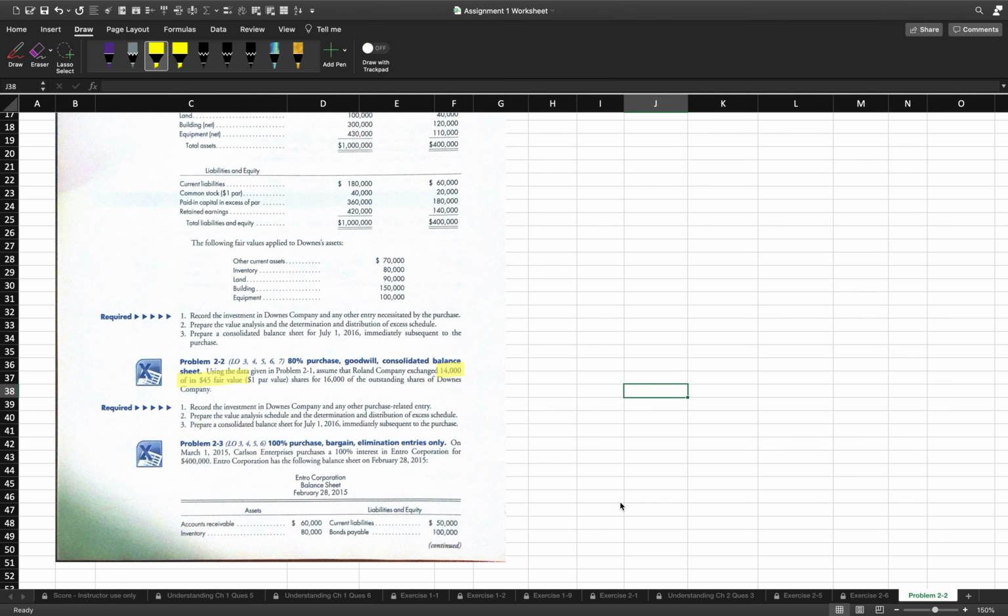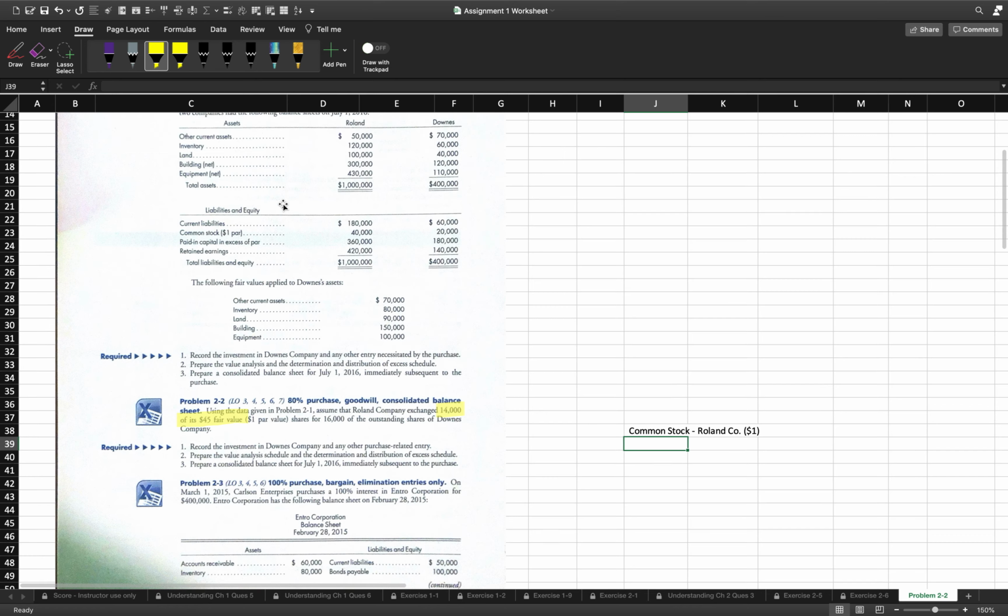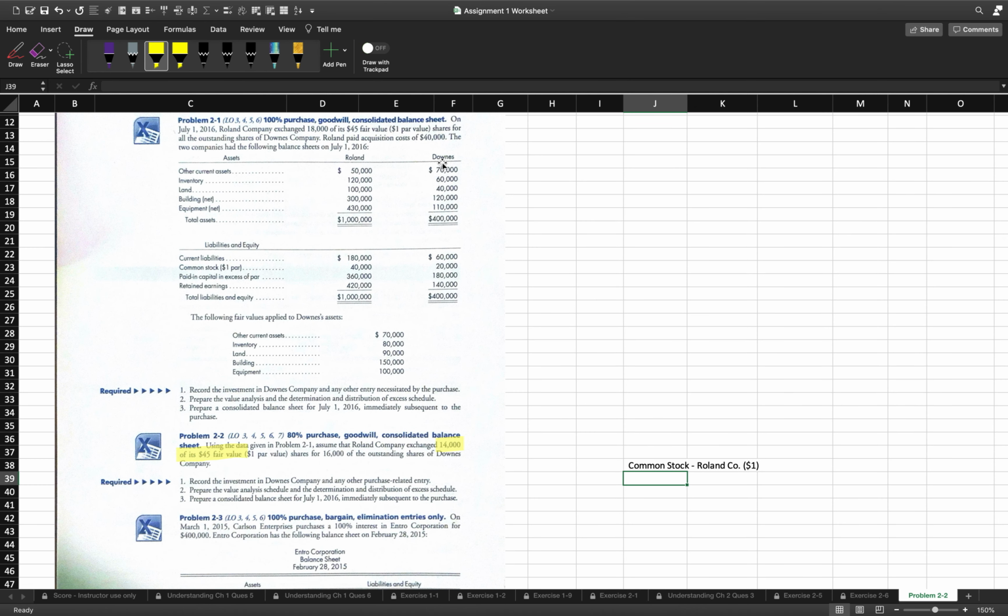So Roland gave up 14,000 shares, and so when a company issues a common stock, we generally write it at par value, that common stock line, and we can confirm the par value up here. It's $1 for each Roland and each Downs share. So if we're going to issue some shares, we're going to record it like this.